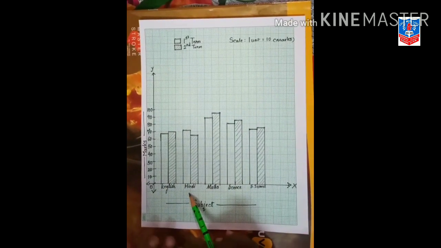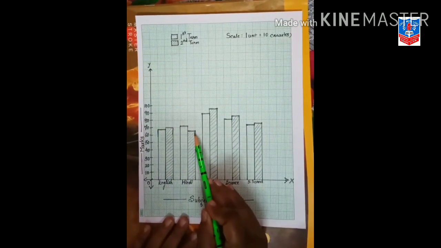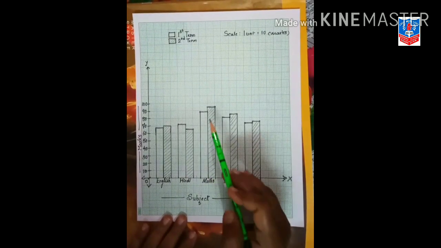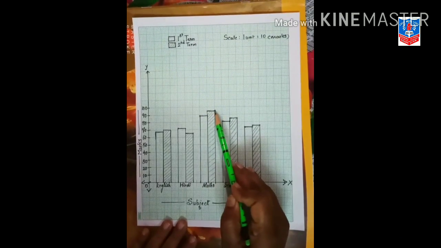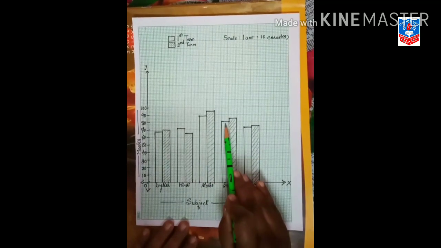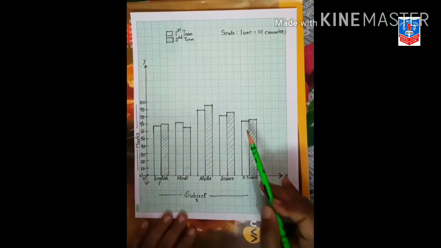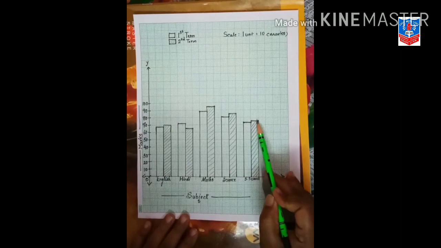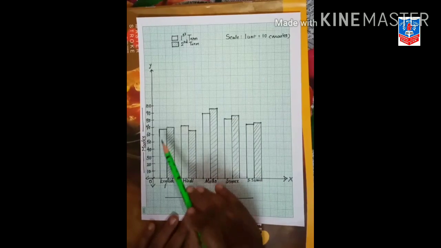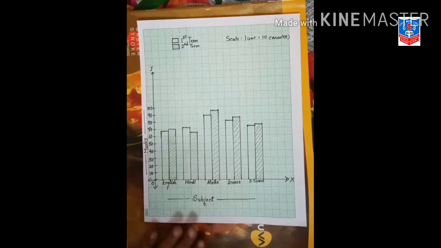Now in Hindi, first term he got 72 and in the second term he got 65. Now in maths, first term he got 88 and in second term he got 95. In science, first term 81 and second term 85. Social science, first term 73 and second term 75. And first term you leave it plain and the second term you draw some design, so we can differentiate it. Is it clear?